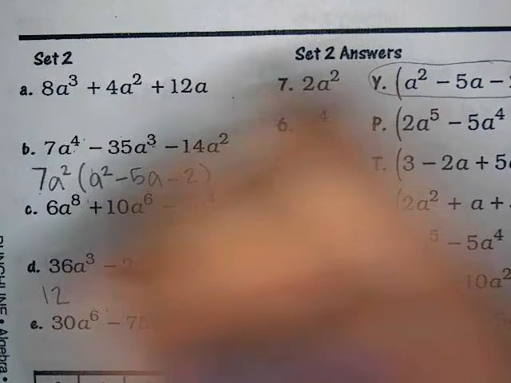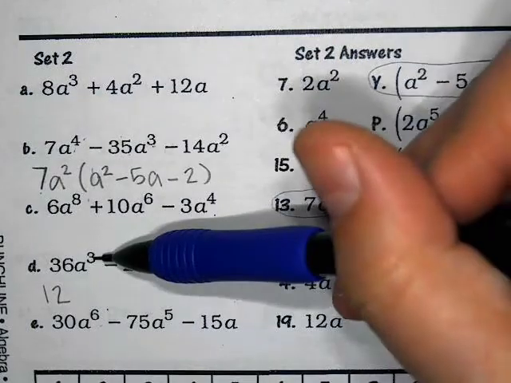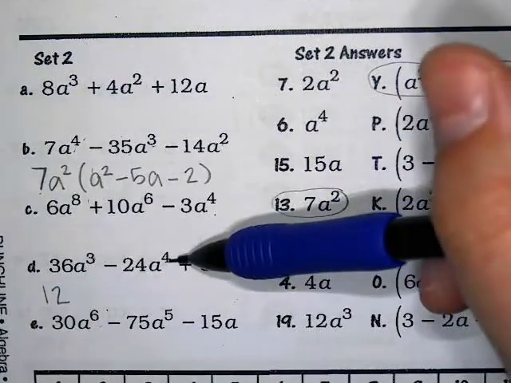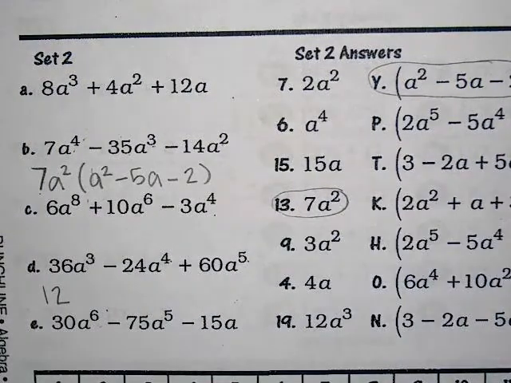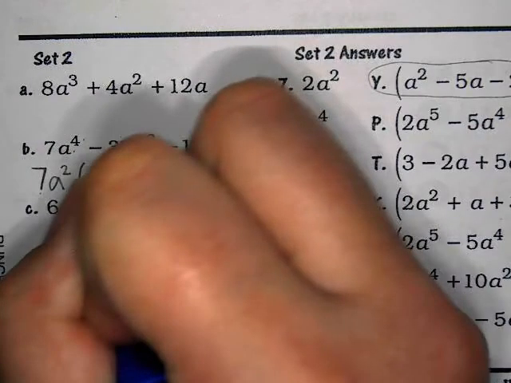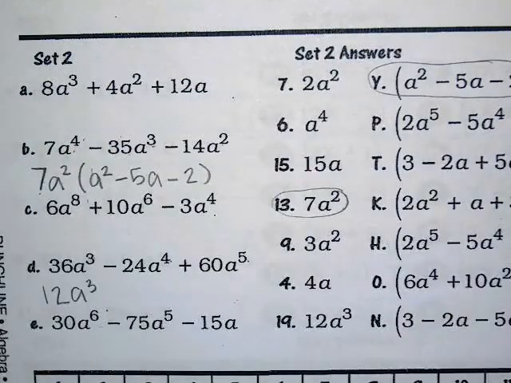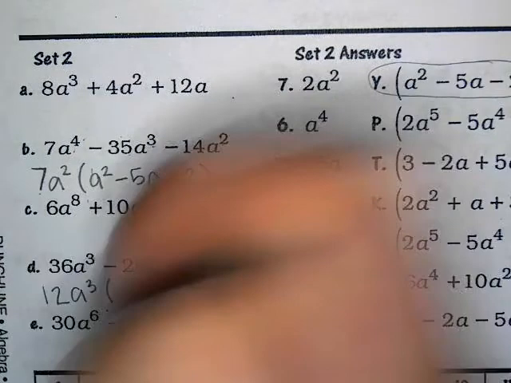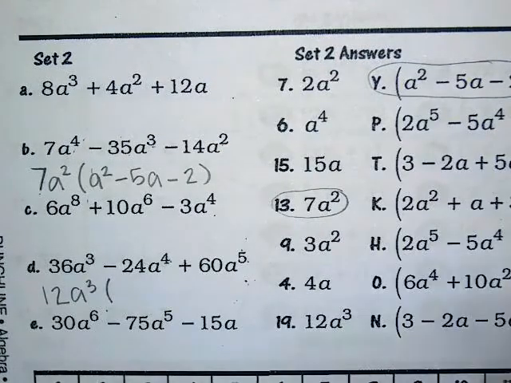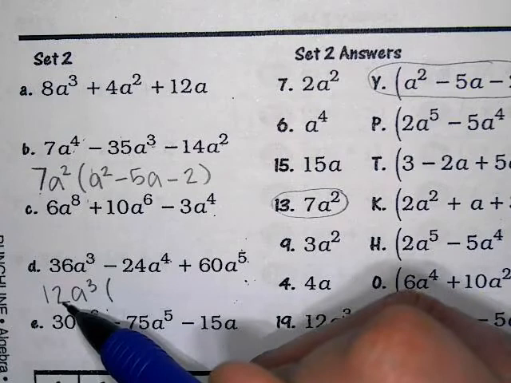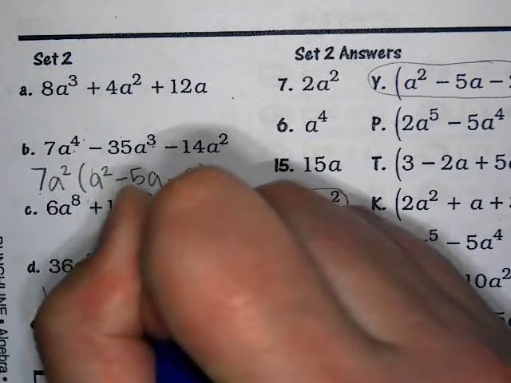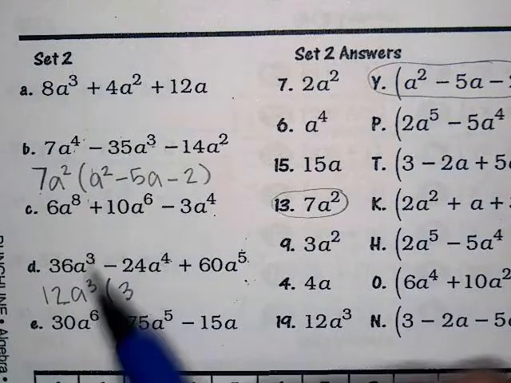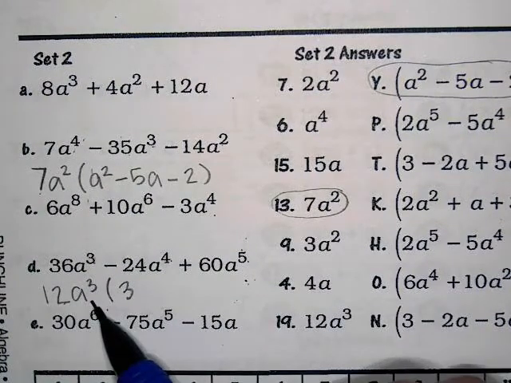And then if we look, we have a to the third, a to the fourth, a to the fifth. So what should we write? A to the third goes into all of them, okay? So if we do 36 divided by 12, what do we get? 3. We had 3 A's. We took out 3 A's. So what do we have?